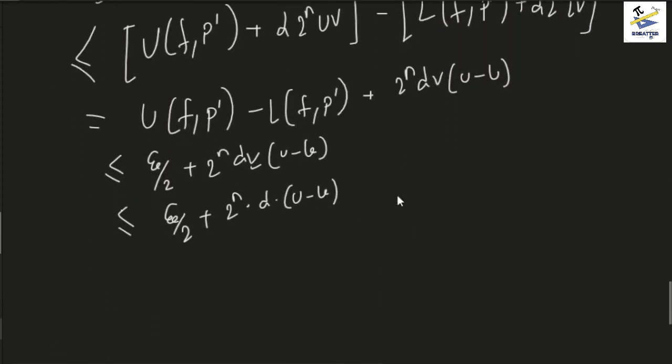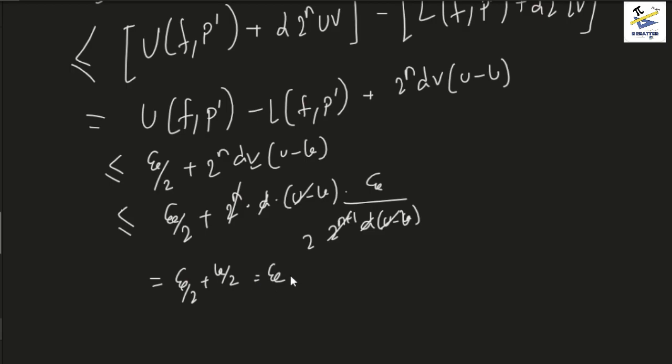So epsilon by 2 to the power n plus 1 into d into u minus l, right? And therefore this cuts off to give you a t, and this both cut off, and what you get is epsilon by 2 plus epsilon by 2 equals epsilon. So therefore it is integrable.